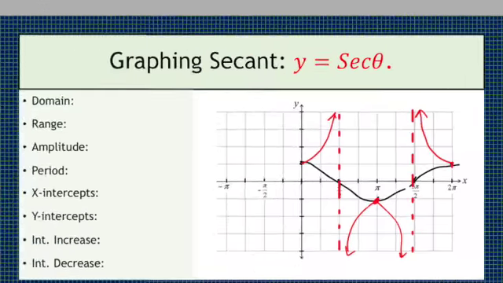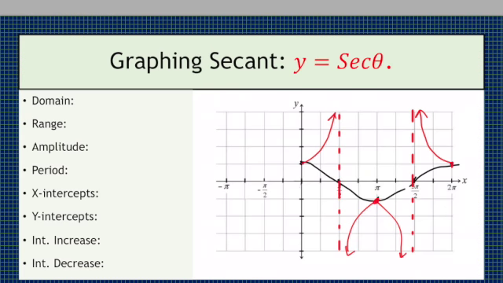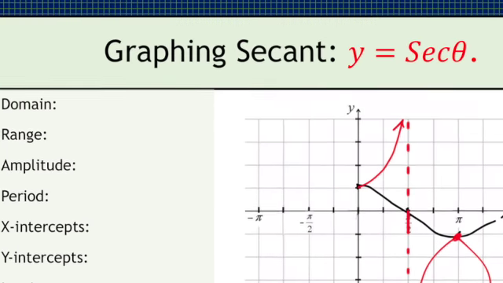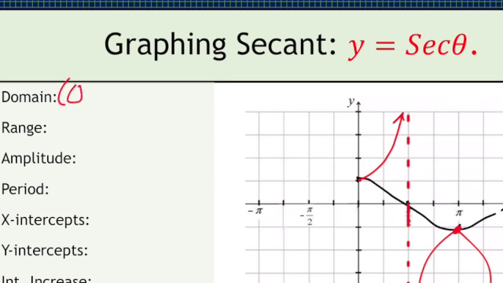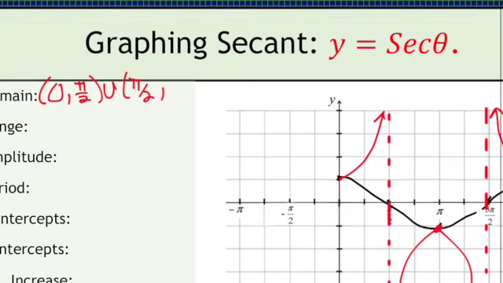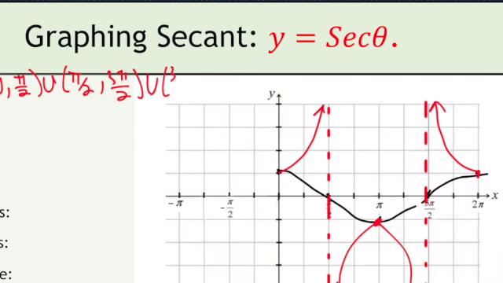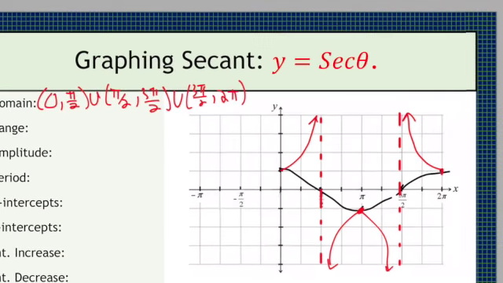Okay, perfect, all done. Now let's identify our domain. Our domain is the possible x values. In this case, we have 3 pieces. I'm going to do this all in interval notation because it's a lot easier to write. For the domain, we're going to go from 0 to pi over 2, union, from pi over 2 all the way to 3 pi over 2, and then union, the last little piece from 3 pi over 2 to 2 pi. And done. That's our domain.